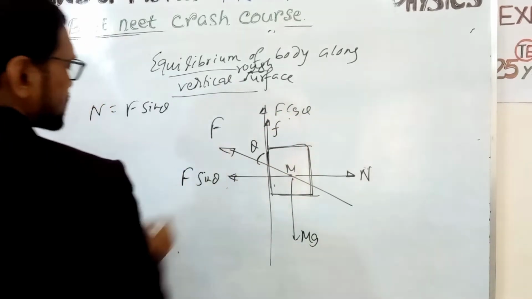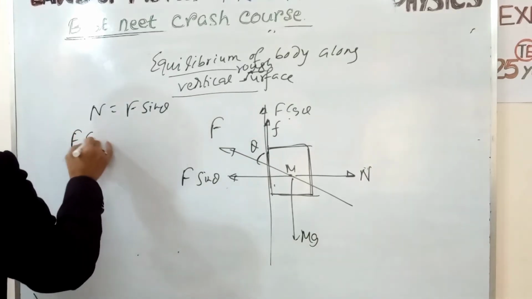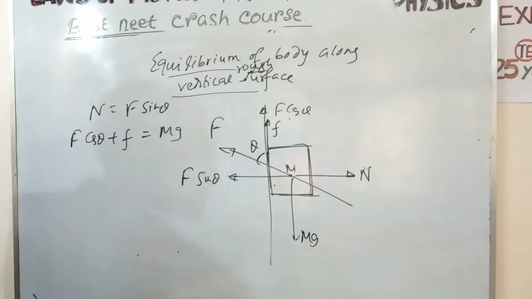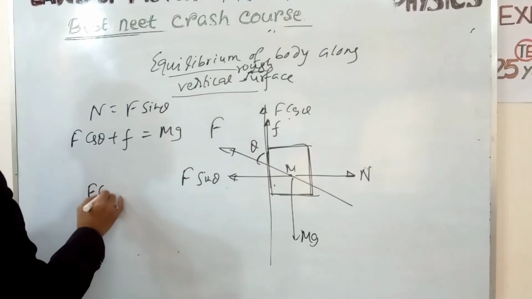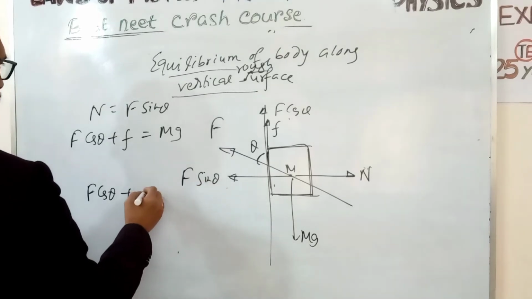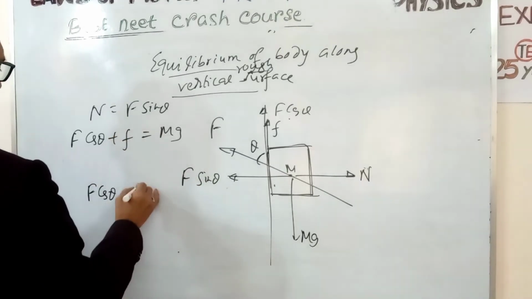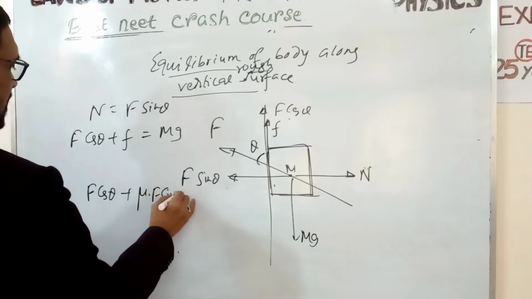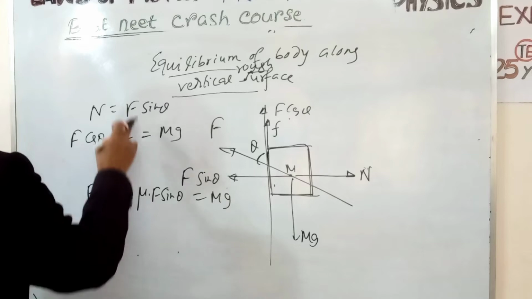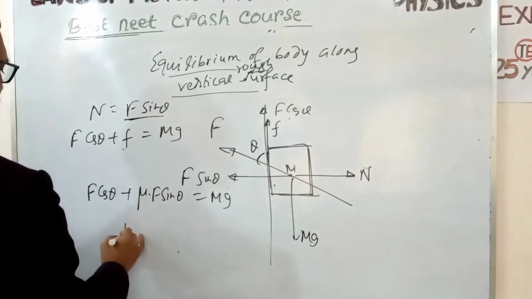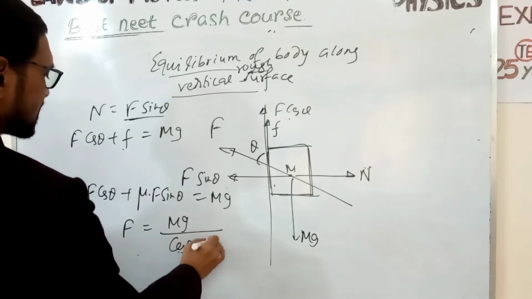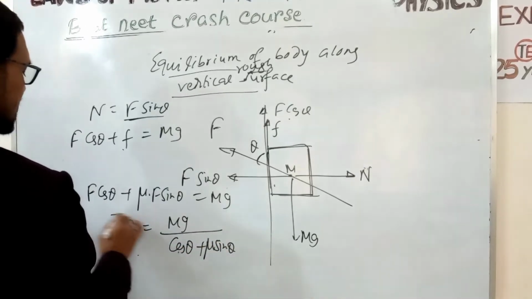Here F cos theta plus friction balance the weight mg. Now F cos theta plus friction force, which we know equals mu into N, where N is F sin theta, balance the weight. F cos theta plus mu into F sin theta equals mg. So F here equals mg divided by cos theta plus mu sin theta. So this is the answer.